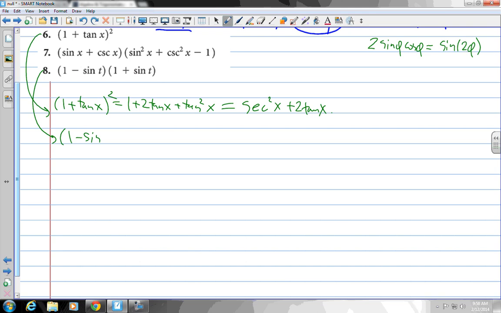1 minus sine t. I'm gonna skip 7. 7 looks weird. 1 plus sine t. Maybe 7 sine squared plus. Oh, never mind. Yeah, it's a little messy. I mean, we can do that one, but I don't want to. Let's do 8. 8 is simple. How do you do 8 really fast?